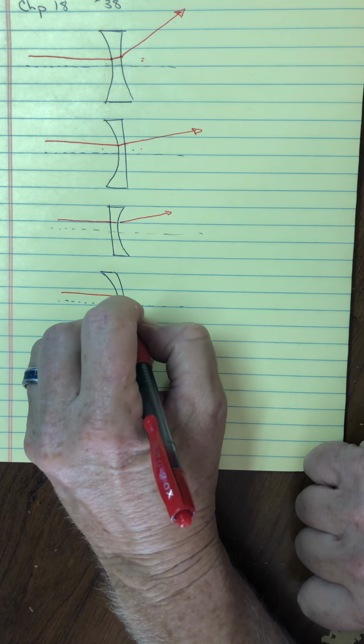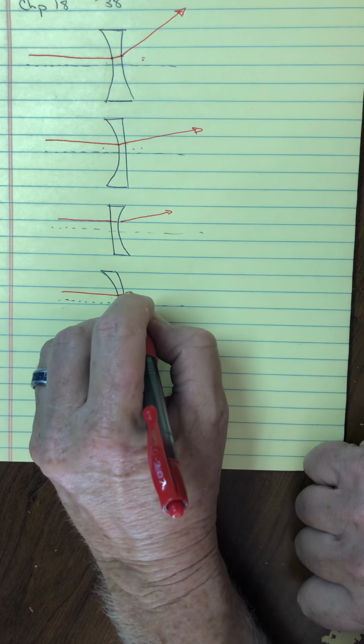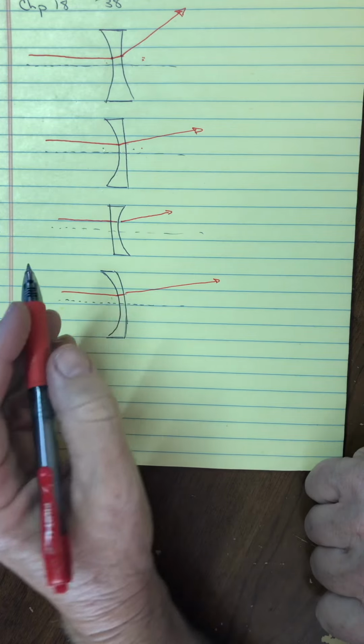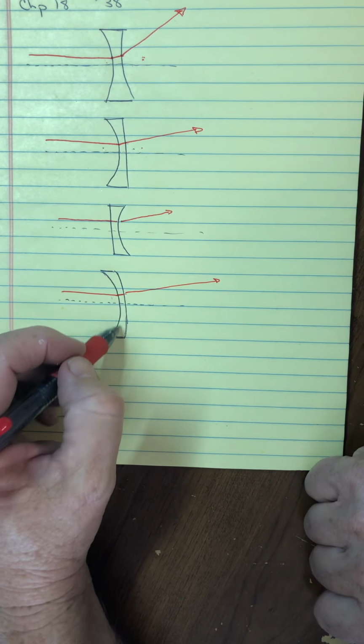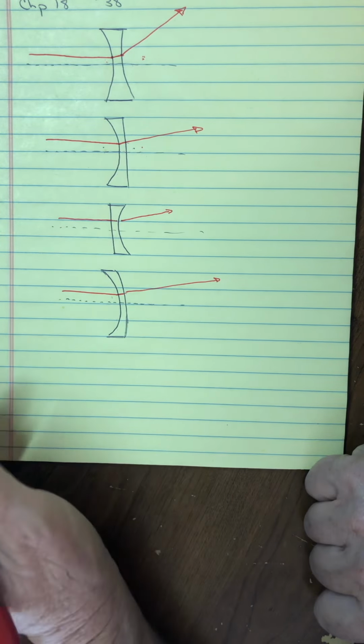So again, if we draw a line down the optical axis, we would hit the first surface, and it would bend outward, diverging. But then it would bend back a little bit, but not as much as it diverged out. That's why the curvature in here has to be greater than the curvature in there. And so you still end up with a diverging lens.